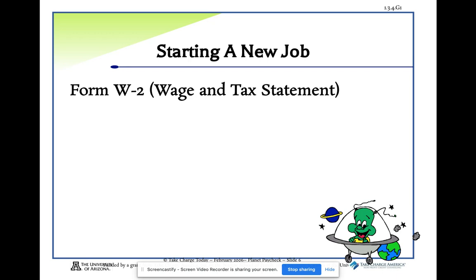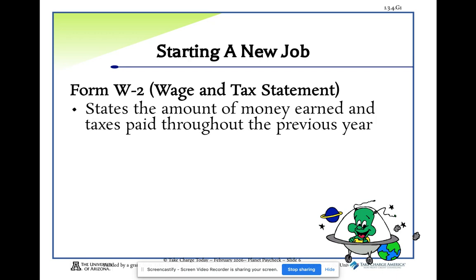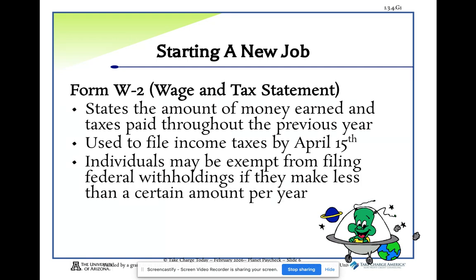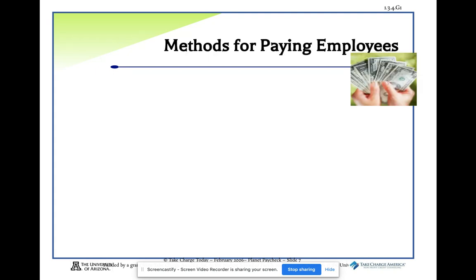Another form we have is your W-2, so wage and tax statement. This states the amount of money earned and taxes paid throughout the previous year. So this tells you what you paid, and you use it to file your income taxes on April 15th during tax day. So that's information that your employer is required to give you so that you can complete your taxes. Individuals may be exempt from filing federal withholding if they make less than a certain amount each year.